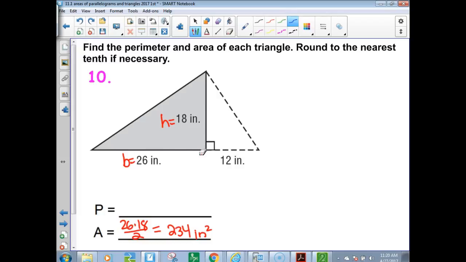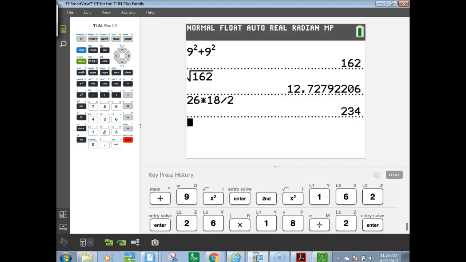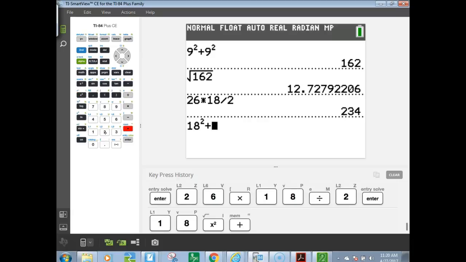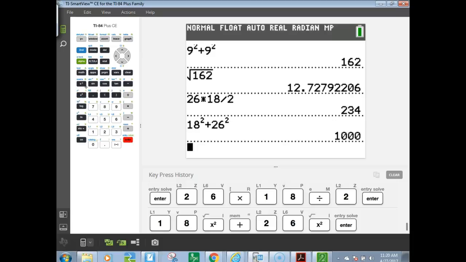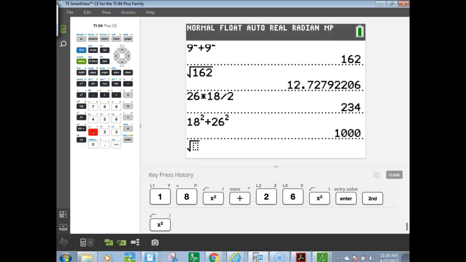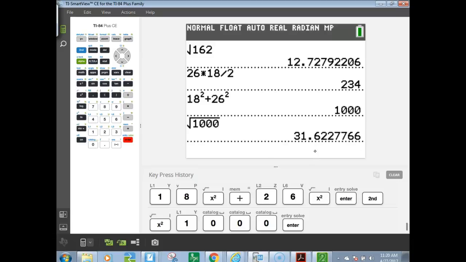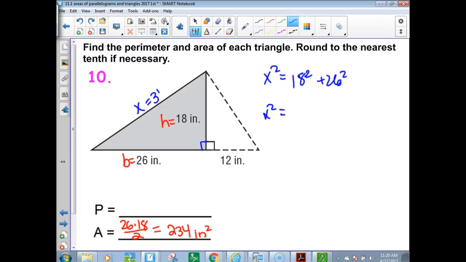All right, now we're missing one piece for the perimeter, and it happens to be the hypotenuse. So let's find that of the gray triangle because it's a right triangle as well. X squared equals 18 squared plus 26 squared. Doesn't really matter what order. Square root of 1,000. 31.6. All right, so add up those gray sides, 18 and 26, and the 31.6. 75.6 inches.